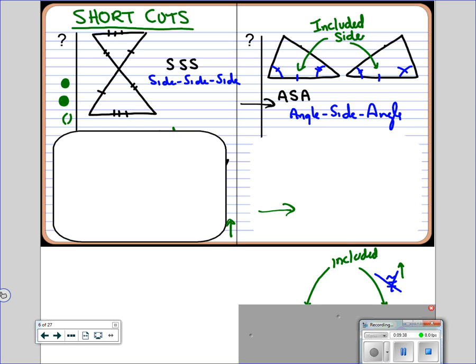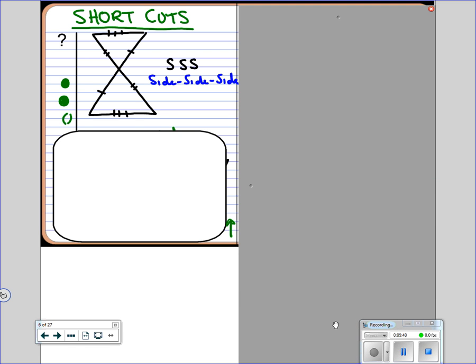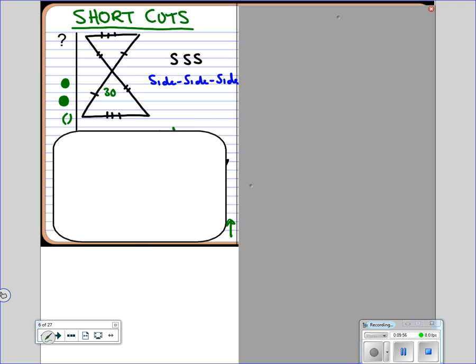Okay? All right, so looking at this, I have two triangles, and what I have marked there is three sides in the top that match three sides in the bottom, and that's enough to show that the triangles are congruent. That means if there's an angle up here, let's say that's 30 degrees, there has to be an angle down here that's 30 degrees. And we'll see how to match it up in a little bit, okay?